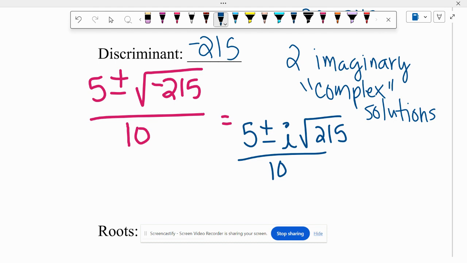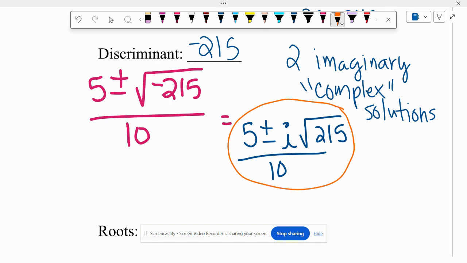So what do we do with that? We just leave it there, right? We can't simplify that anymore. These are your two complex solutions: 5 plus I square root of 215 over 10, and 5 minus I square root of 215 over 10.